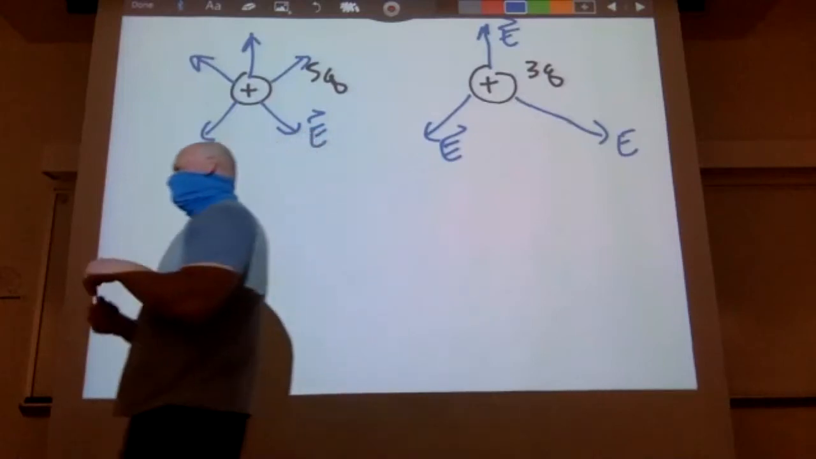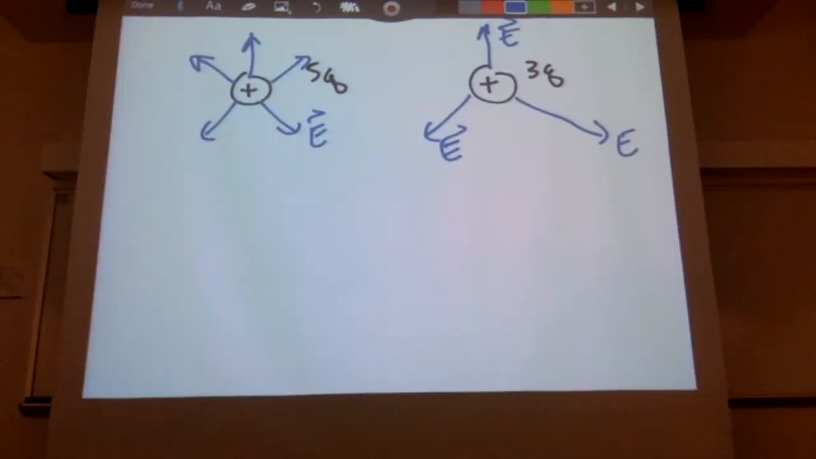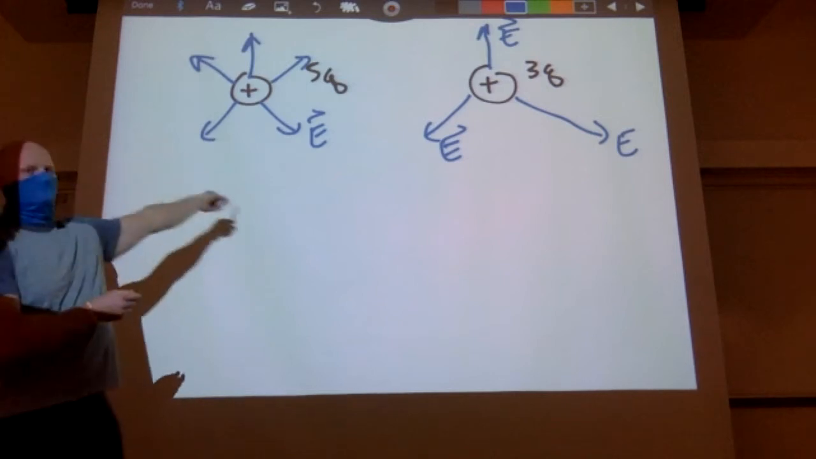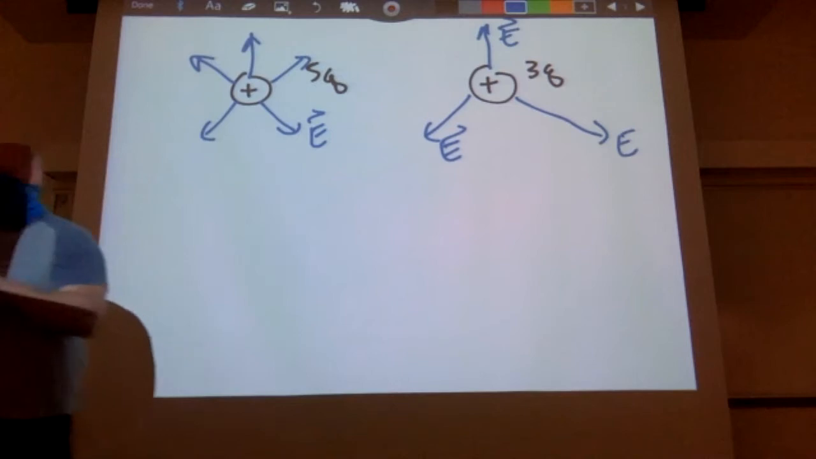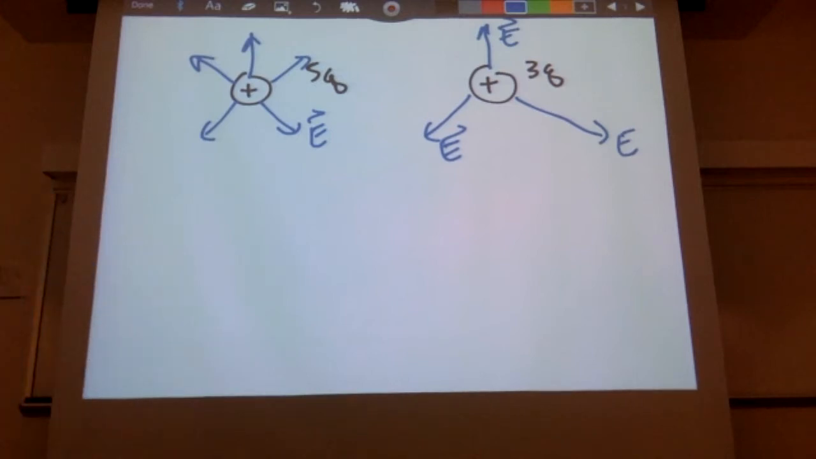Again, this is only for visualization purposes, because in theory there's actually an infinite number of electric field lines, regardless of how many charges I have, because there's an infinite number of different paths that a particle could move. So this is only for illustration purposes.